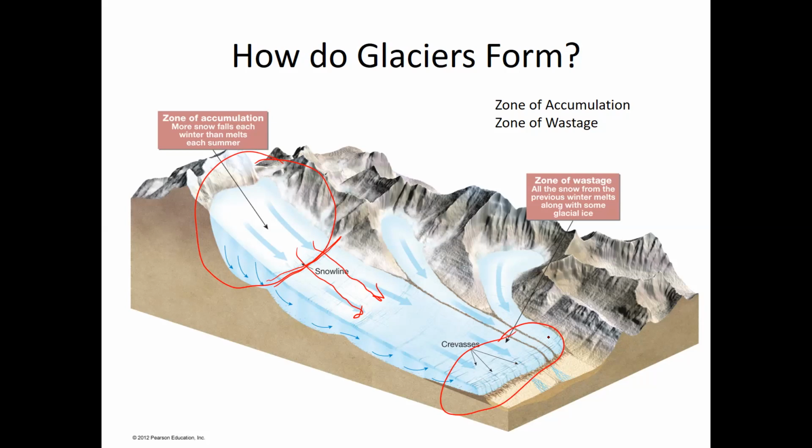However, if the climate cools and the rate of accumulation is greater than the rate of wastage, then the glacier advances, the front of it advances. Same thing is true with an ice sheet. If the climate warms and the rate of wastage exceeds the rate of accumulation, then the glacier retreats.